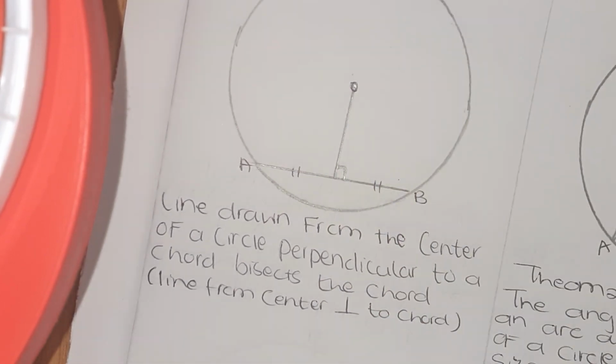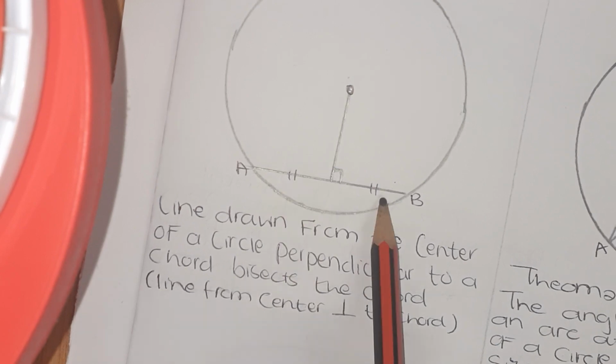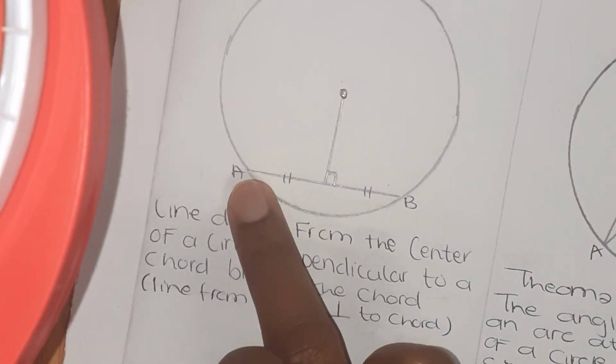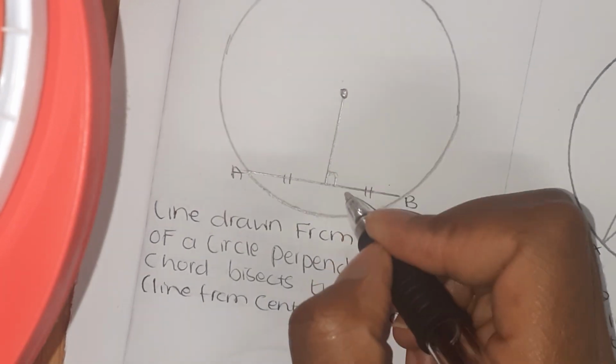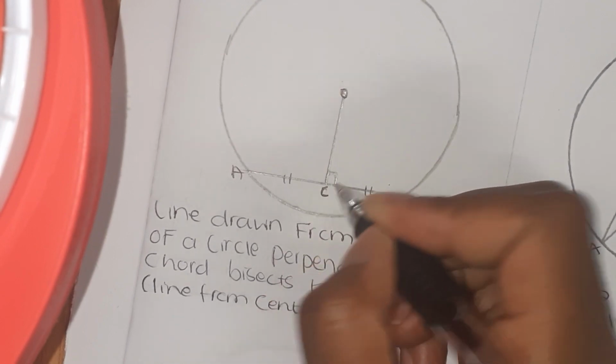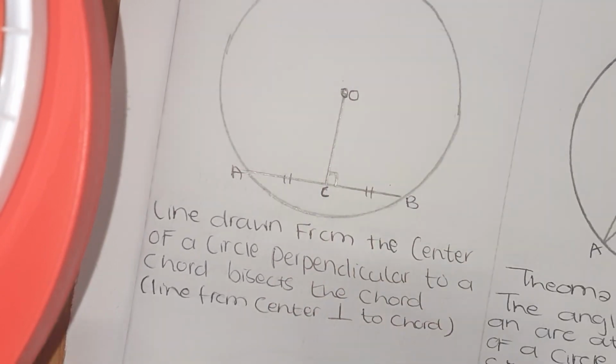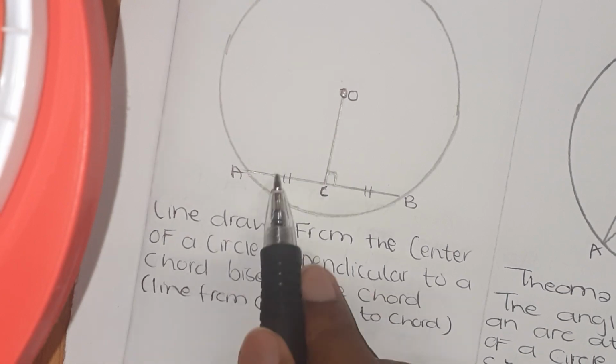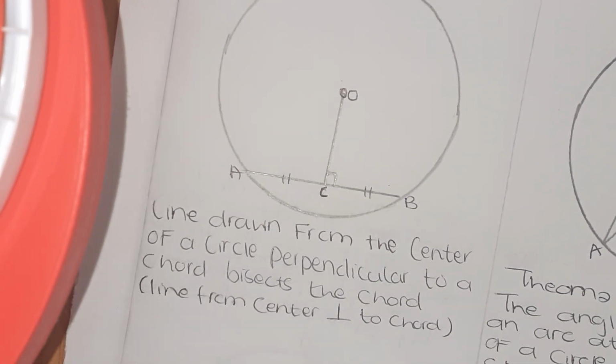When you are given this question, they will give these two lines to show that from A, let's say this is C, this is O. Let's say from A, this says AC is the same as CB.